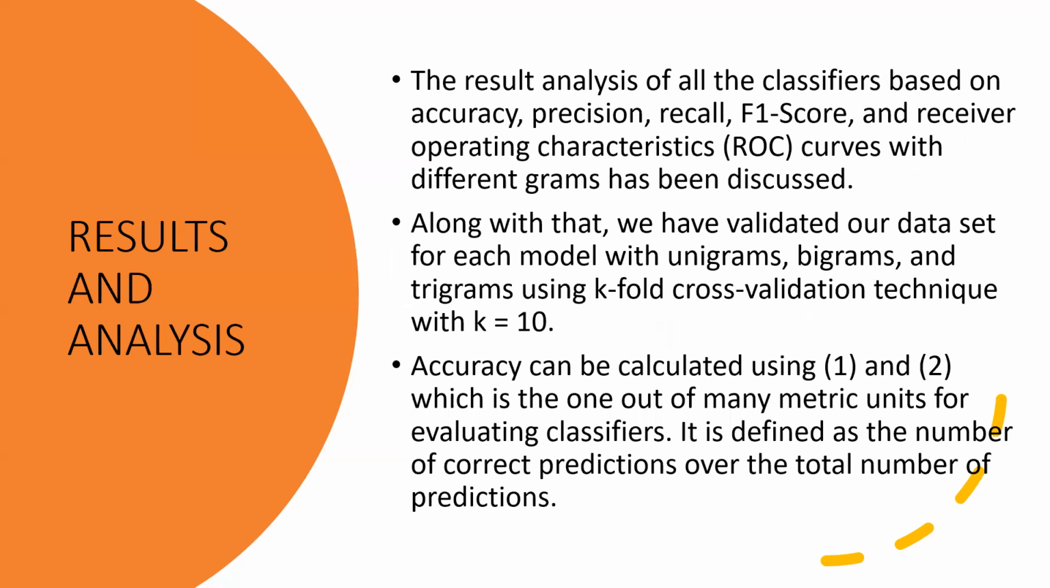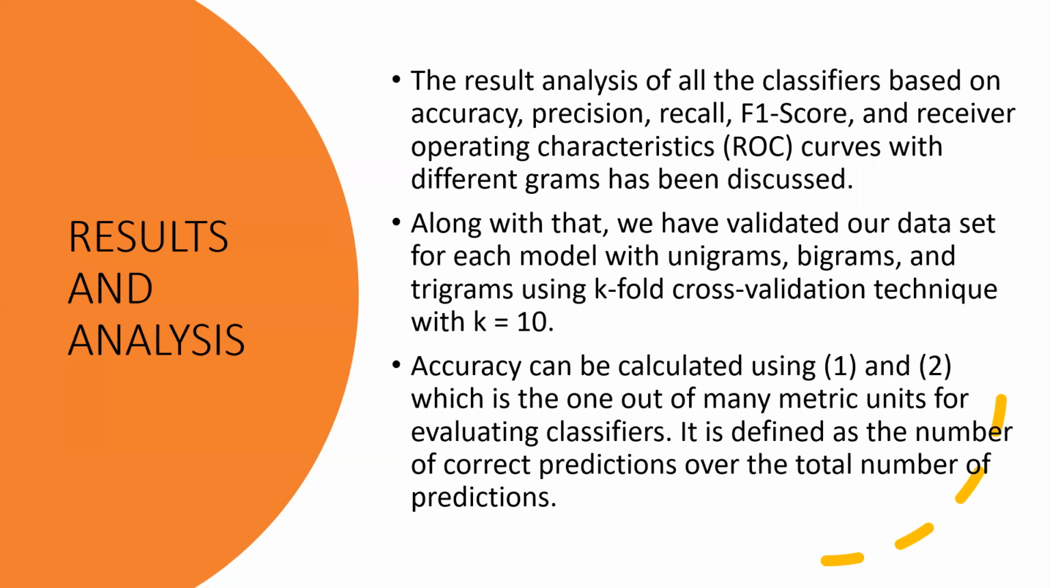Results and analysis. What are the results we get from this model? The result analysis of all the classifiers based on accuracy, precision, recall, F1 score, and receiver operating characteristic ROC curves with different grams has been discussed. Along with that, they have validated our dataset for each model with unigrams, bigrams, and trigrams using the k-fold cross validation technique with k equal to 10. KNN model, like K nearest neighbors, K decides the whole model. That is, k is equal to 10.